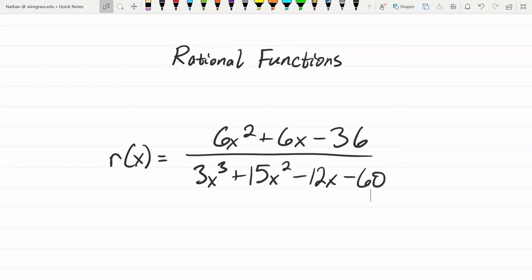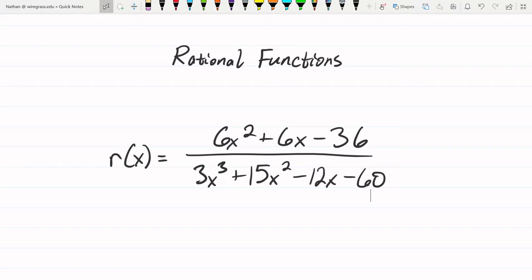Rational functions are functions that have a fraction bar, like r of x here, and they're typically a polynomial over another polynomial. Polynomials have all numbers in the domain. There's no issues with them. But when division is added, we must not allow for 0 in the denominator.